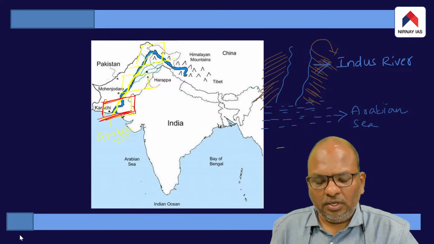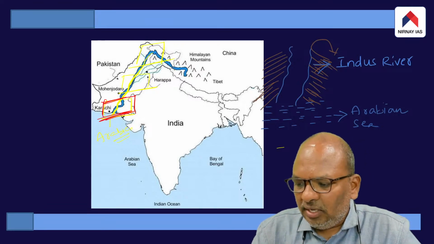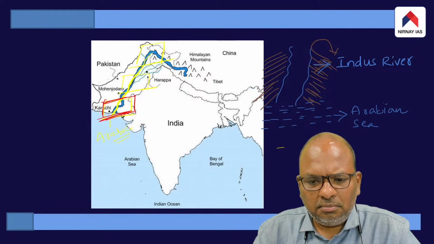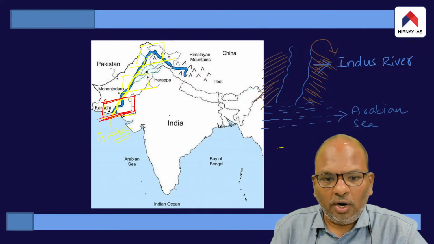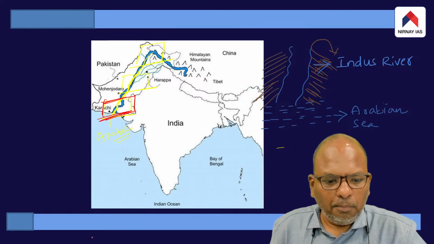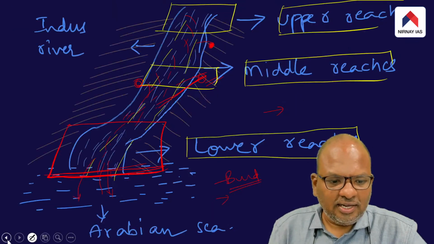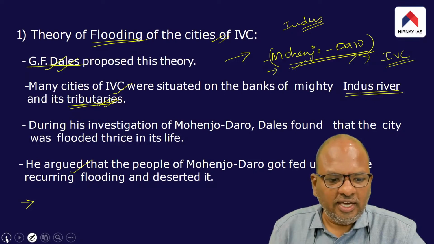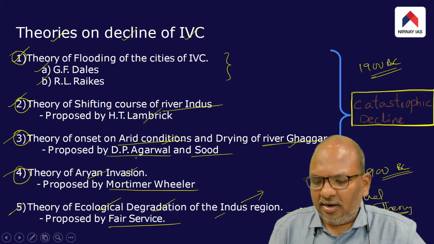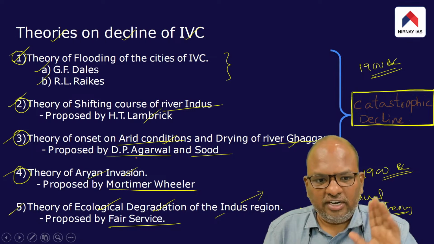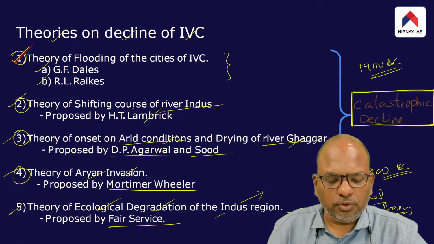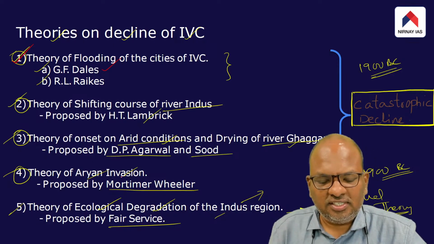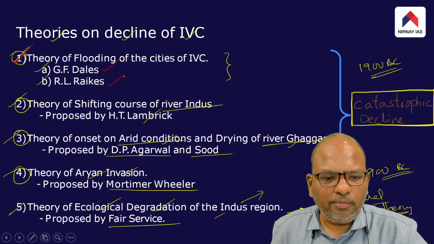I hope I am clear. You don't have to remember all the details I am telling you, but the point which I am trying to convey is that you understand what the arguments of both G.F. Dales and R.L. Riggs are. Take a look at this theory once again. So I told you we are discussing 5 different theories in today's class. So far we have completed the first theory. So you know what the argument of G.F. Dales is. You also know what the argument of R.L. Riggs is.